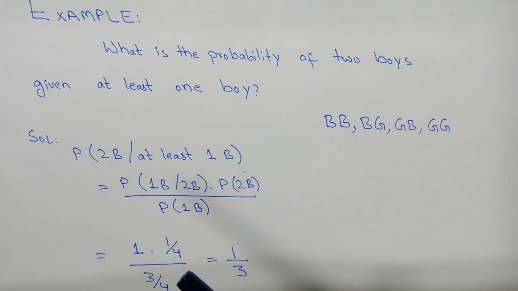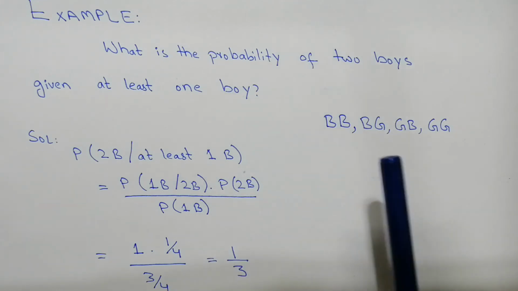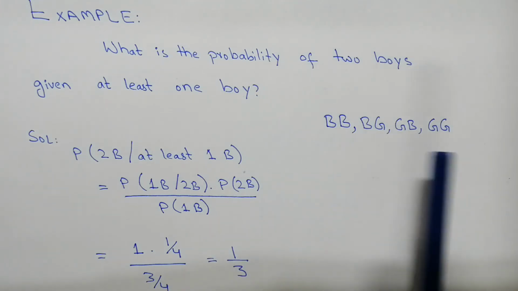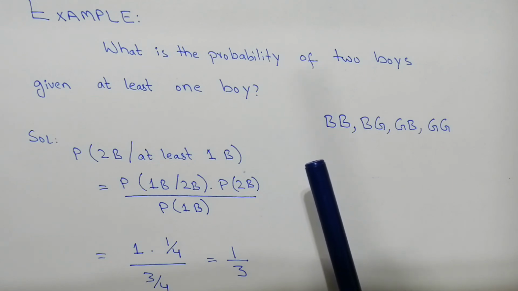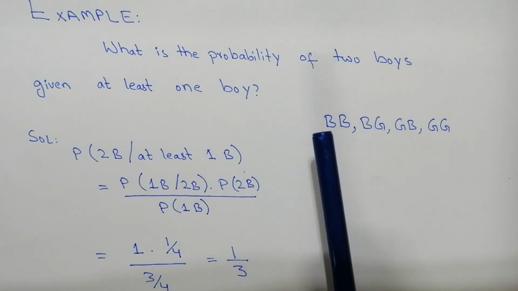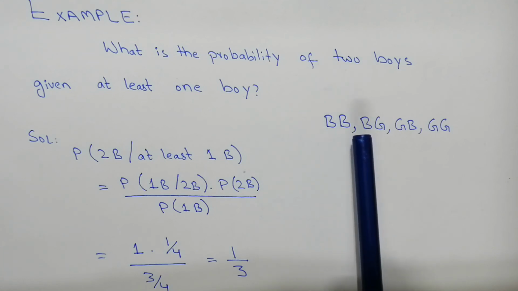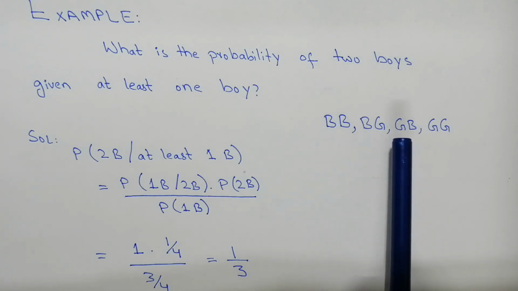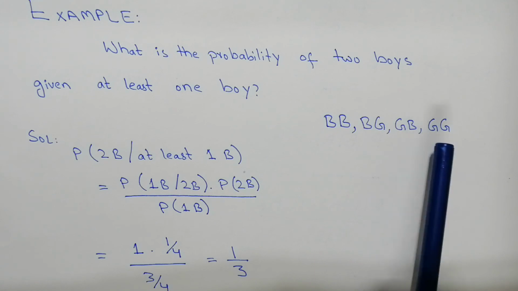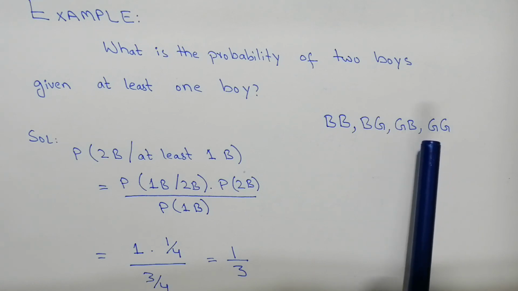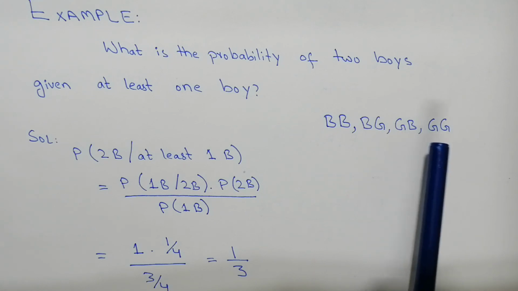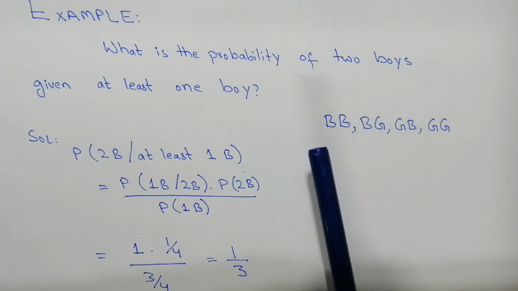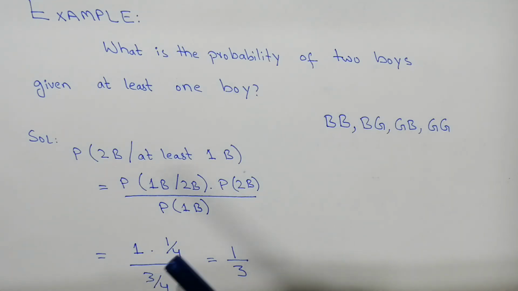So from all those four possibilities, what is the probability of getting one boy? So this is the probability of getting one boy at least, and this is getting one boy, this is getting one boy, and this we will not count because here we have no boy, here we have the two girls. So we can write 3 divided by 4. So after solving this one, we will get the answer 1 divided by 3.